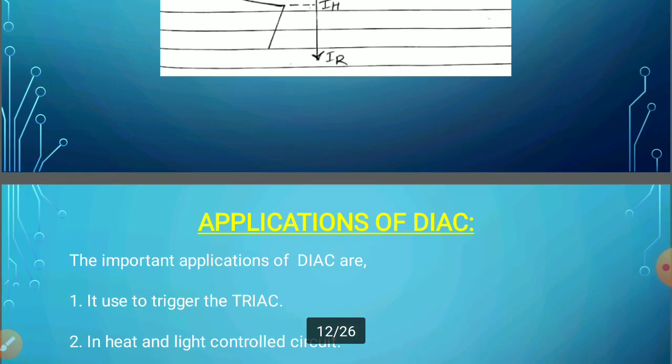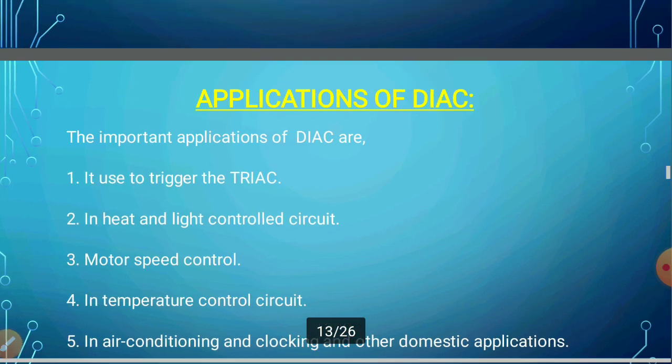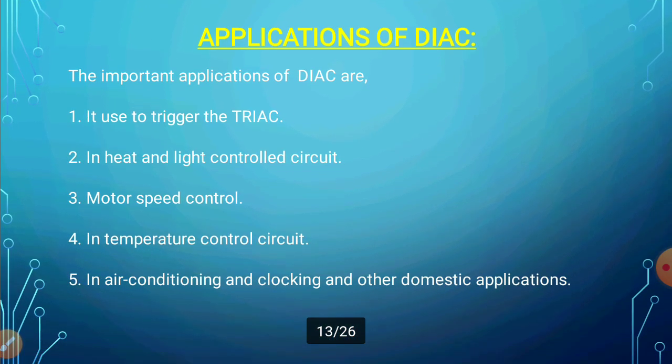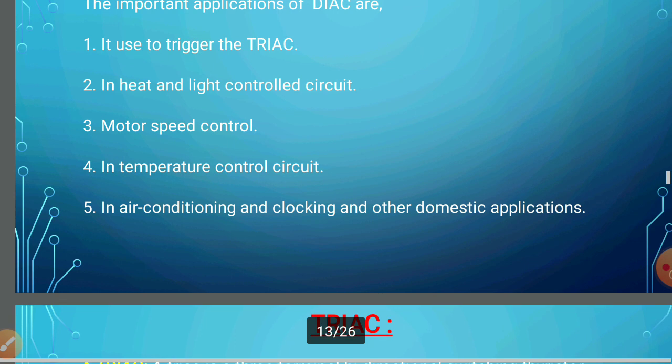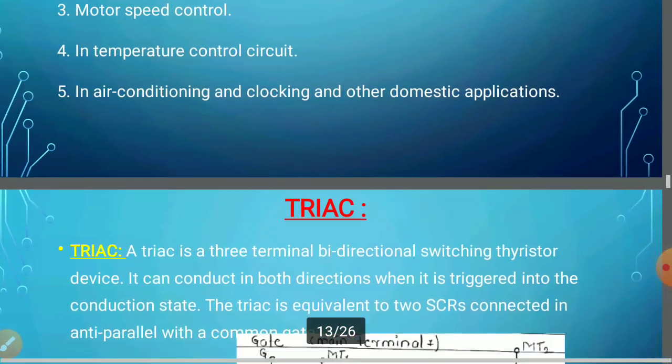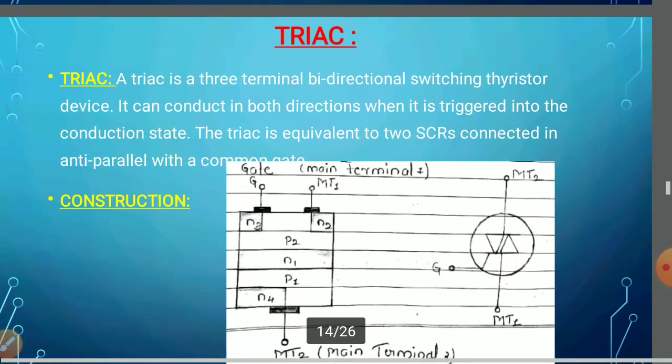Then next, what are the simple applications of the diac? The first one is that it is used for triggering the TRIAC, that is, to turn on the TRIAC I can use the diac. Second, it can also be used for heat and light controlled circuits. Third, it is used for the speed control of motors. Fourth, it is used for temperature control circuits. And fifth, it is also used for domestic or household applications, in which it is used in air conditioning applications. So this is about the DIAC. Hope everyone has got it.